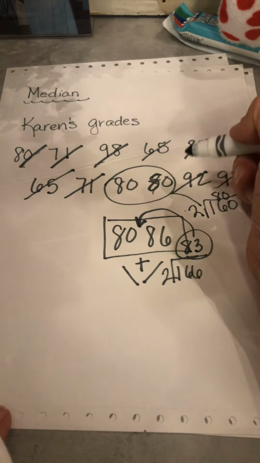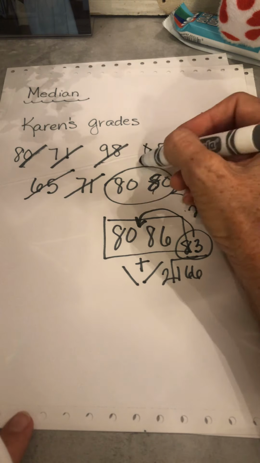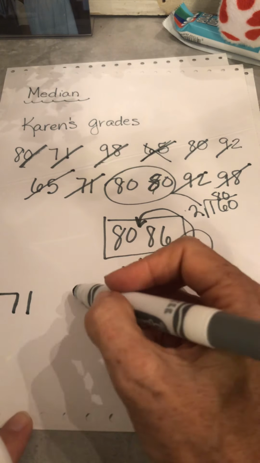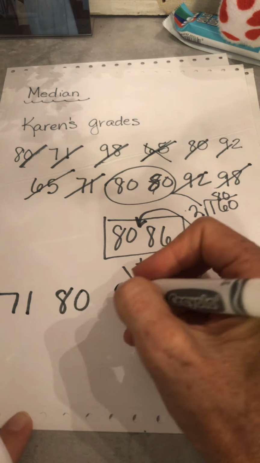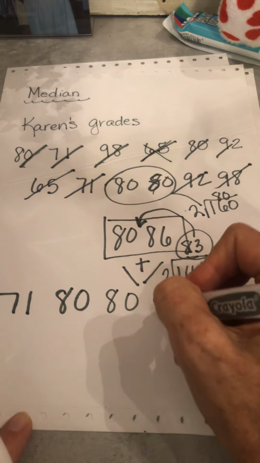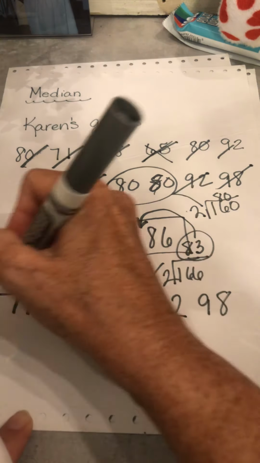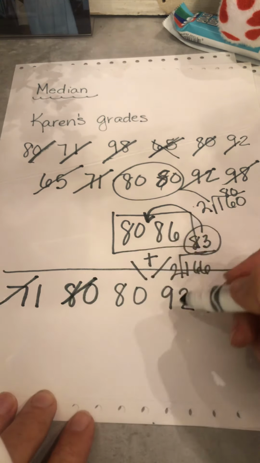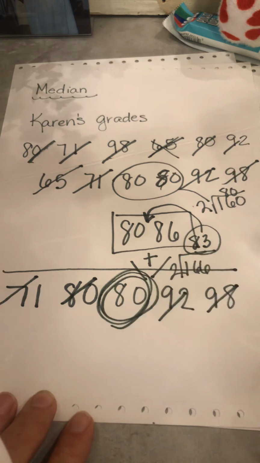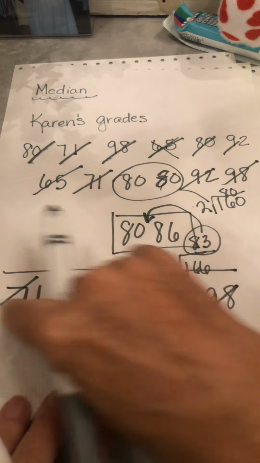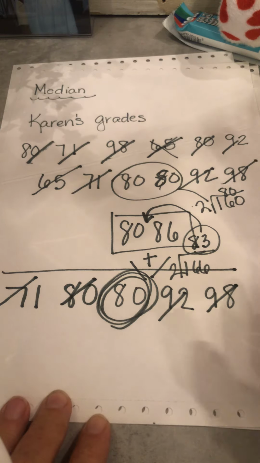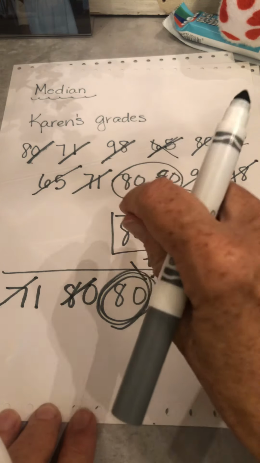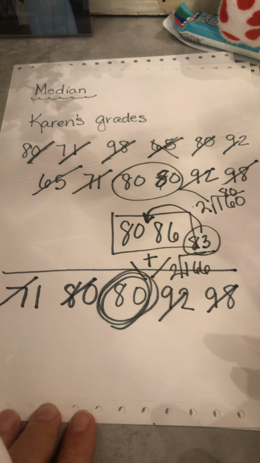All right, now remember the teacher dropped the lowest grade. So she dropped the 65. So now when I put the numbers in order, they still have to be in order. I get 71, 80, 80, 92, 98. Now, get rid of the smallest, the largest, the smallest, the largest. Oh, I only have one number in the middle. If it's an odd number of numbers, you'll only have one number in the middle. If it's an even number, you'll always have 2. When you have 2, you add them up and then you divide by 2.